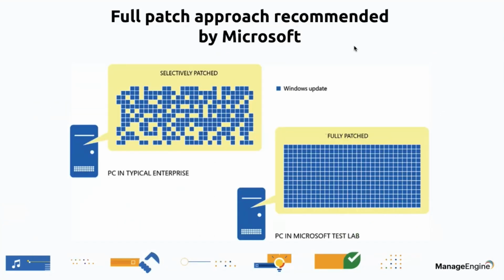On the screen, you're currently seeing the PCs in the Microsoft Test Lab, whereas PCs in the typical enterprise environment. In Microsoft Test Lab, they ensure that all the updates are tested and the machines are fully patched, rather than giving importance to the critical and important updates first. Whereas in a typical enterprise environment, we tend to deploy critical and important updates, and we will not be giving most importance to the rest of the updates that are available. We understand that importance is given to critical and important patches first, but it is recommended to deploy the rest of the patches at least in the third and fourth week of the deployment.